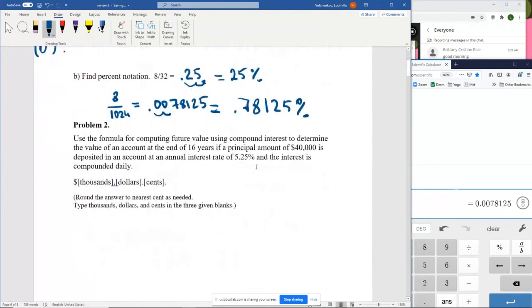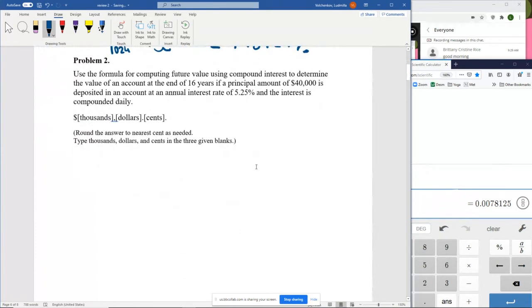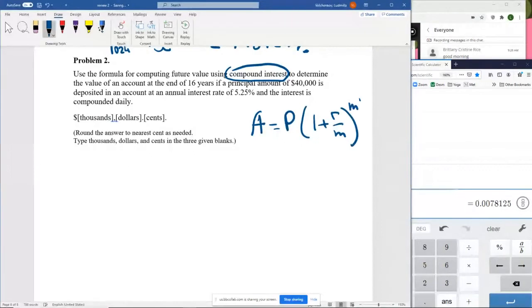Okay, we move on to the next question. Compound interest formula. Use the formula for computing future value using compound interest. So what is the formula? The formula is future value equals principal times 1 plus r over m raised to the power mt. And what data do we have here? At the end of 16 years, so t is 16. The principal amount, P, is 40,000.